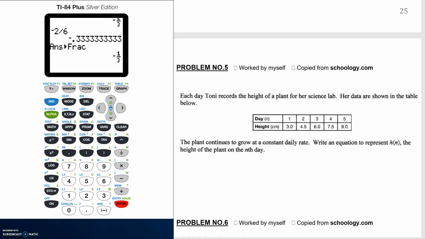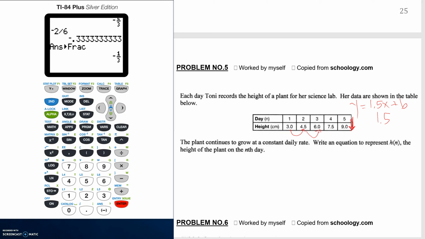Each day, Tony records the height of a plant for her science labs. Her data are shown in the table below, and we want to write an equation. We could see that there seems to be an increase of 1.5, making 1.5 our rate of change. And then we can figure it out using y equals mx plus b. If 1.5 is our rate of change, what else needs to be added in order to go from input to output, in each case on the table?